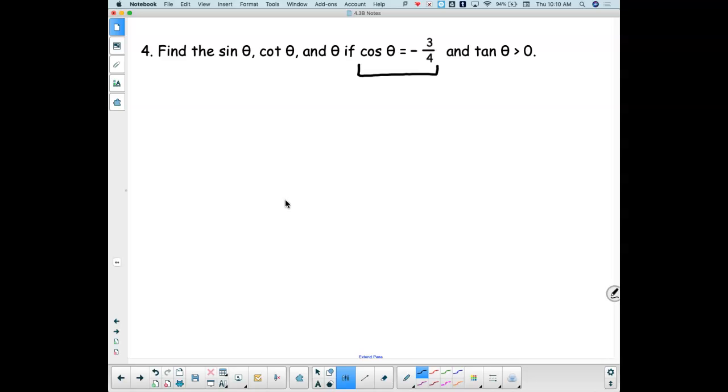So this tells me that we are in quadrant 2 or quadrant 3. What does this tell me? The tangent's positive, so it needs to be quadrant 1 or 3. Tangent's positive in quadrant 1 or 3. Okay, now what do I know? It's in quadrant 3. Theta is in quadrant 3.